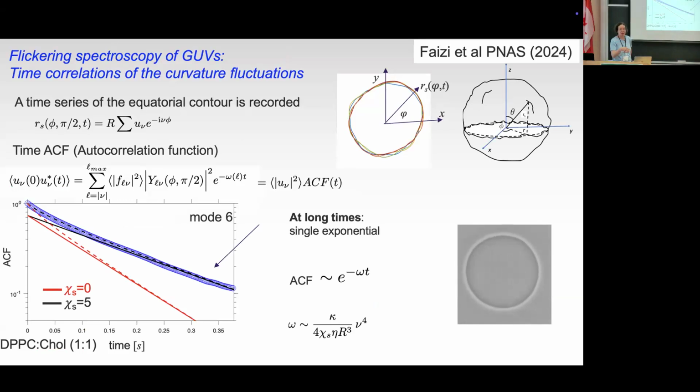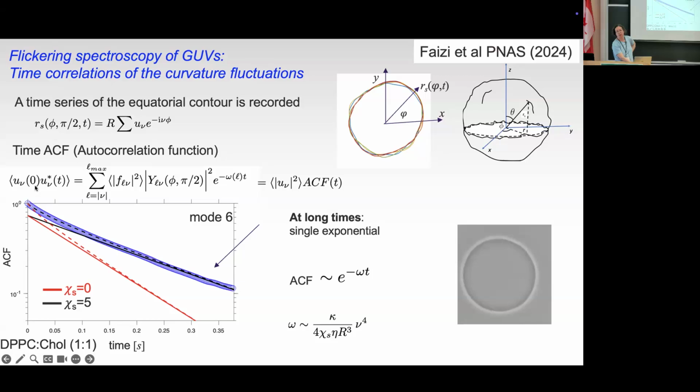So these are liquid ordered bilayers, so DPPC cholesterol. And what you're seeing here, the actual experiment, is, remember, a three-dimensional sphere fluctuating. We're slicing it at the equator, and we're observing the contour fluctuations at the equator. So you have to go from the 3D spherical harmonic modes to the Fourier modes of the circular contour. This is standard. It's very easy to map one to the other.